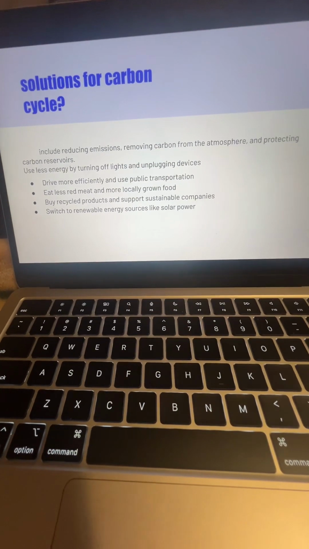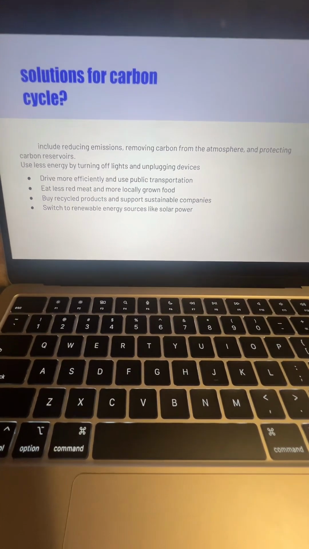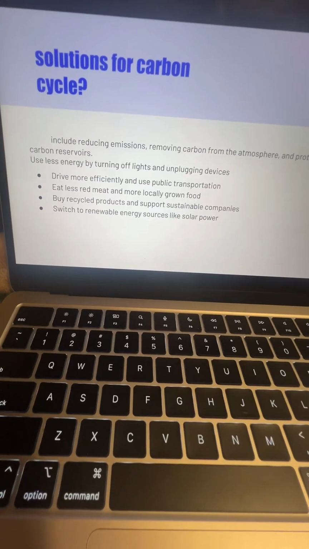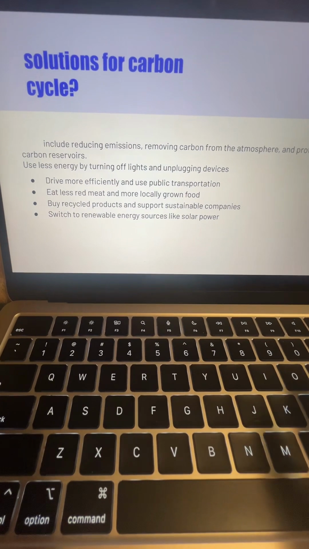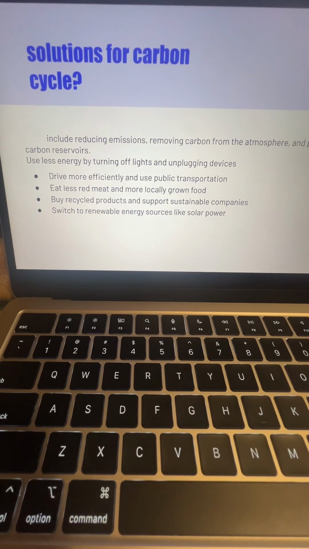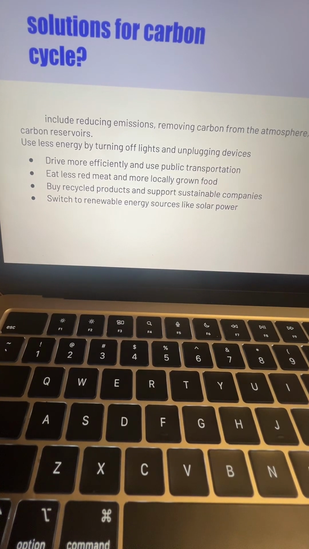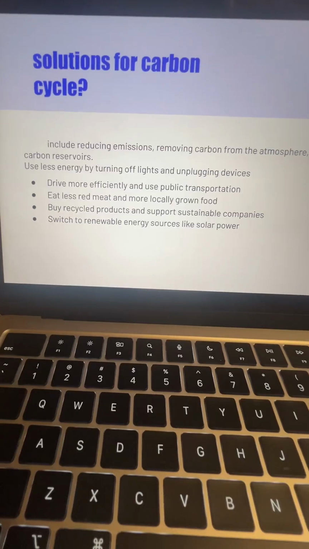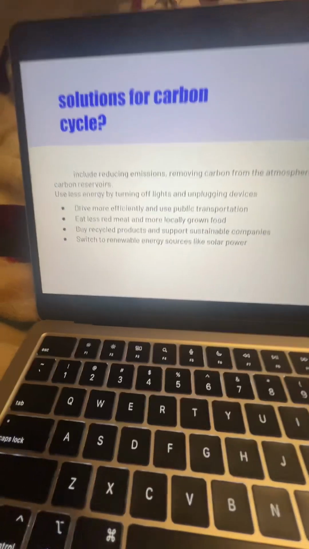Okay, the next point: drive less and use public transportation. Next point, eat less red meat and more plants. Okay, next point, buy recycled products and support sustainable needs. Okay, next point, switch to renewable energy sources like solar power.